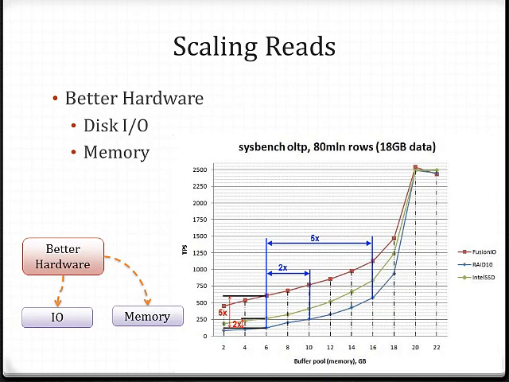Better hardware, basically you have this graph again. If you add more memory, you can keep more of the working set in memory, or if you can't, then get better disk I/O so you can read the data off the hardware better. Again, this isn't something for this tutorial, but at least you should know about it.